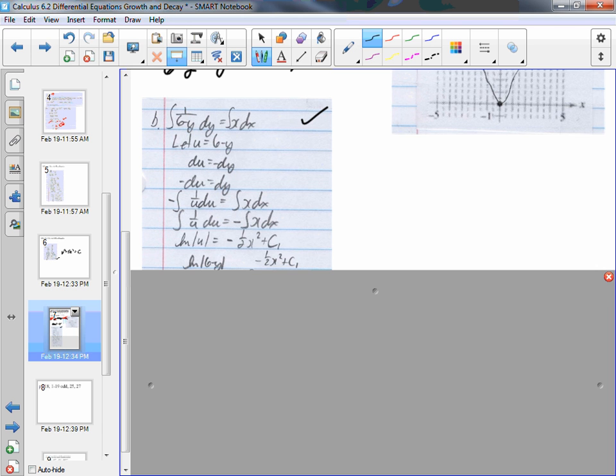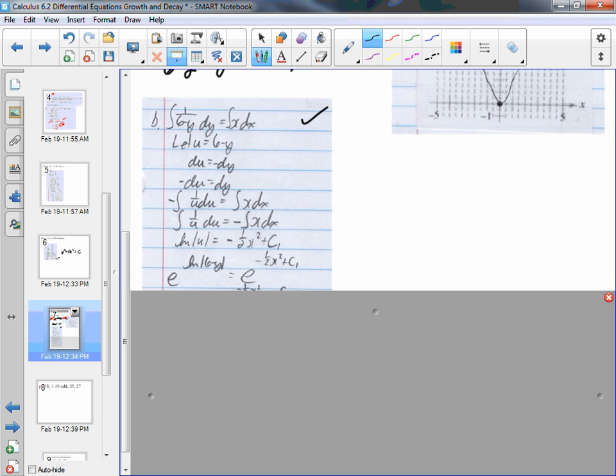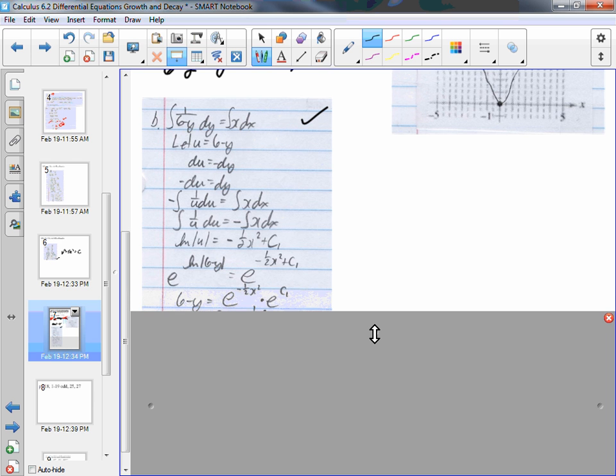And let's exponentiate both sides. We are so talented we can do two things at once. Replace u with what it equals and exponentiate both sides. What do you get on the left? 6 minus y. And on the right, we've got e to the, and then our exponent is two things added together. So go ahead and use your property. Make it e to the first part of your exponent times e to the second part of your exponent.